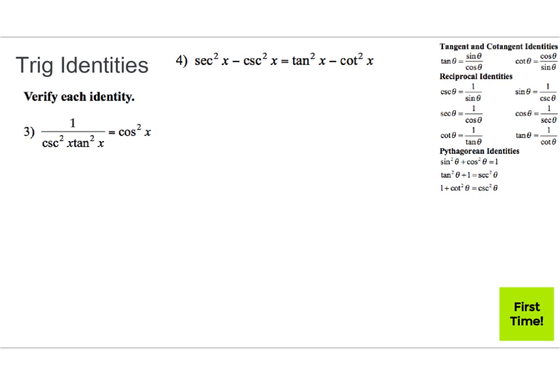1 over cosecant I could rewrite as sine squared of x. Tangent squared, that's in the bottom, I could rewrite as the reciprocal of tangent, which is going to be cosine squared x over sine squared x. And just to clarify with some colors, cosecant turns into sine, tangent on the bottom turns into cosine over sine.